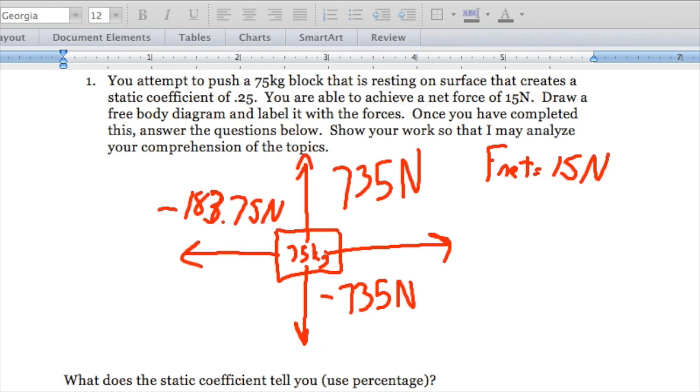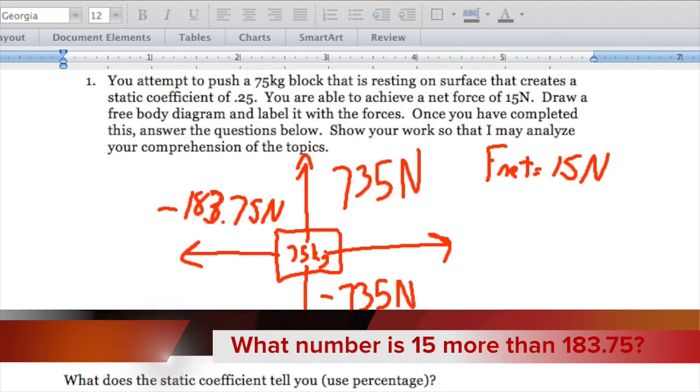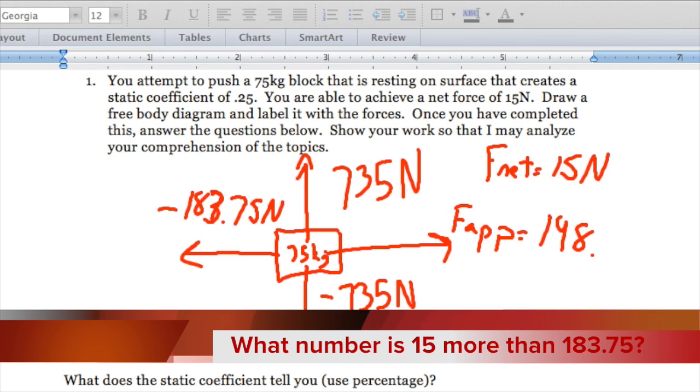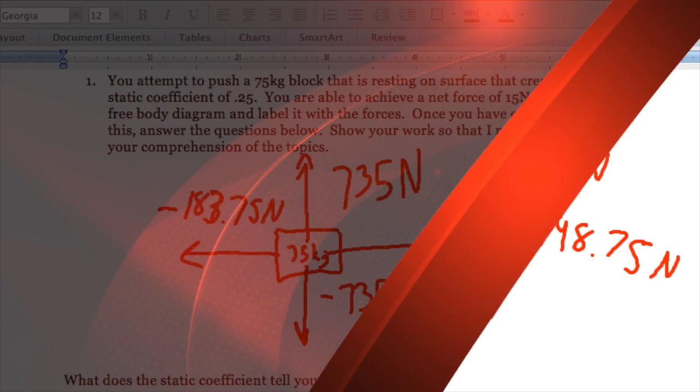I look at my frictional force, and I just realize that whatever my applied force is, it has to have been 15 greater, because I came out positive 15. Okay, so just think of what number is 15 greater than 183.75. In your mind, you should be able to add them together and realize that it's 198.75. Okay, so then you take that and write that down, and that will show you exactly how much force you applied earlier.